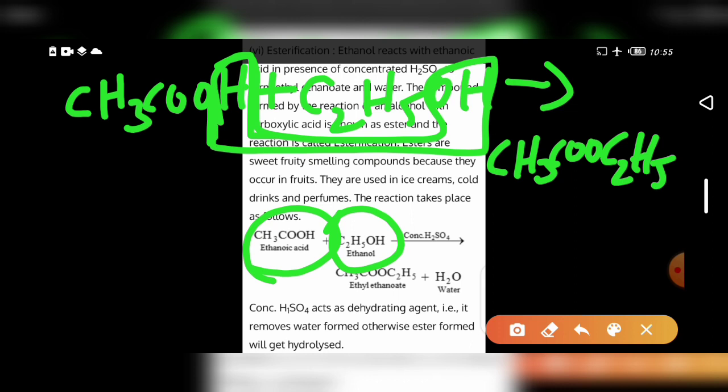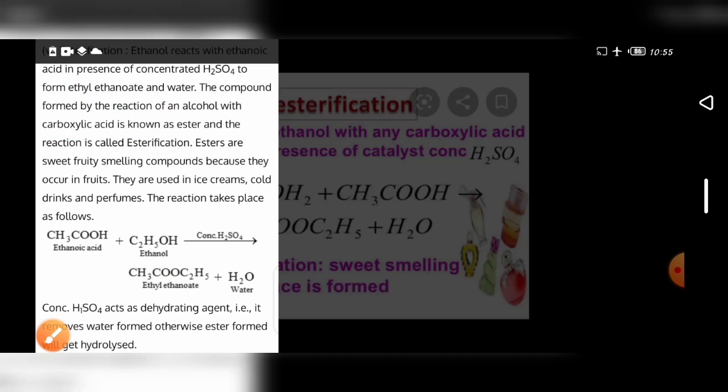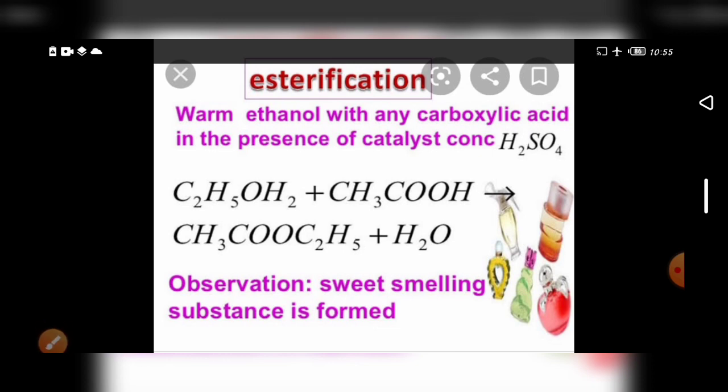So this is ethyl ethanoate, because this is the ethyl group and this is the ethanoate group. So ethyl ethanoate plus H2O, or ethyl ethanoate. Okay, next we go to the same esterification. I give you the clear equation, you can see it. Okay, next we can see dehydrogenation.